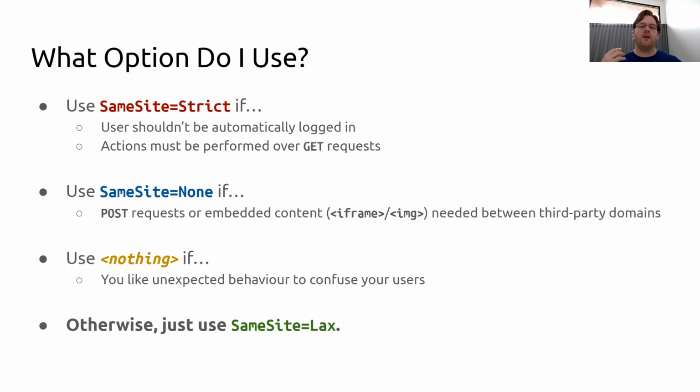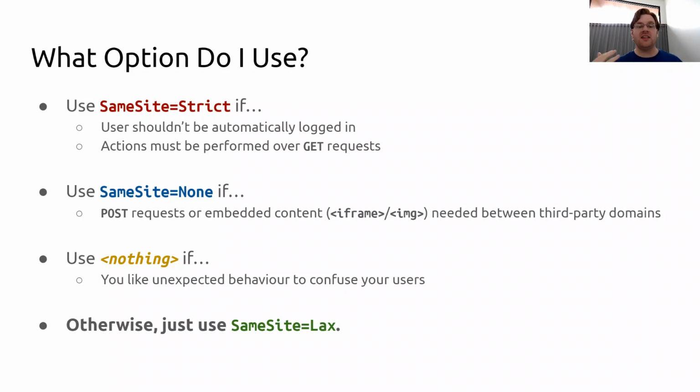So wrapping up, the question is, what option do I use? Use strict if the users shouldn't be automatically logged in, or you need to perform actions over GET requests if you need that extra security. So if for some reason your application requires GET requests to perform actions, you either need solid CSRF protection or you need same-site strict because it will add protection that you need there. But you only need strict if you need to do this, because strict locks down, as I said, if users shouldn't be automatically logged in.